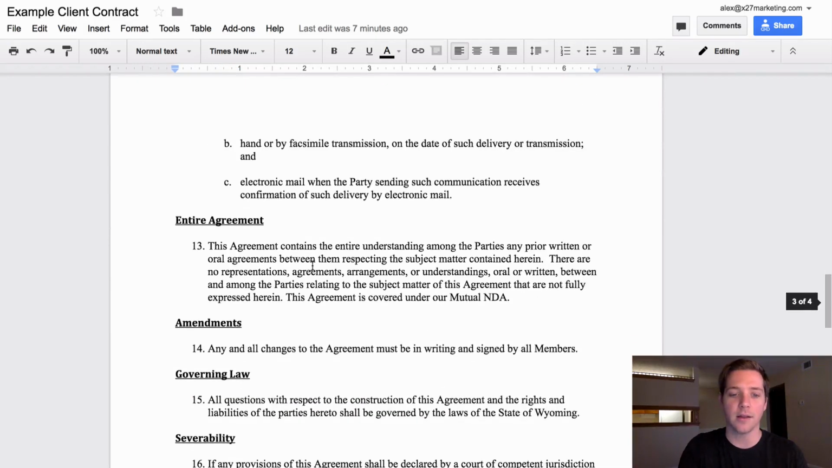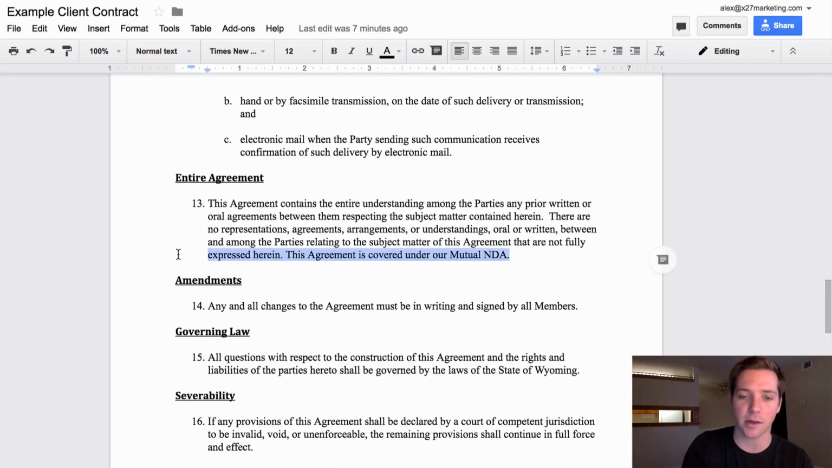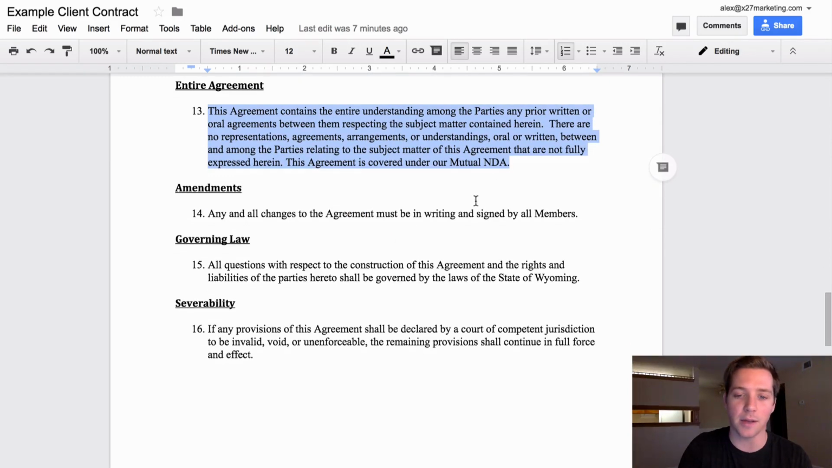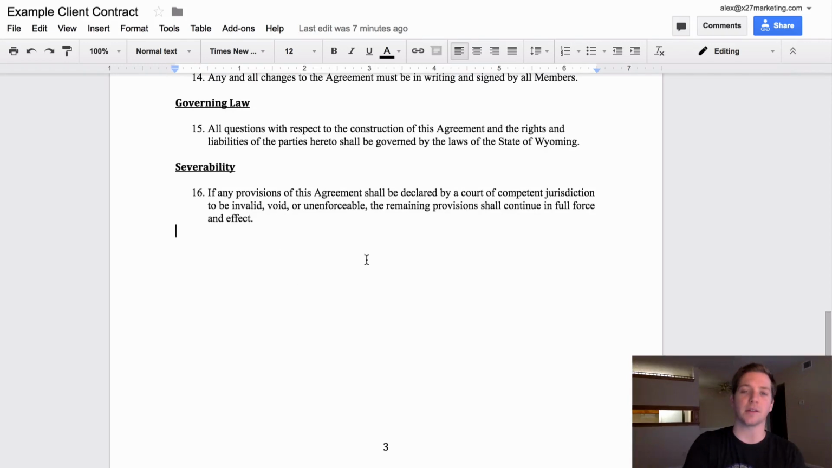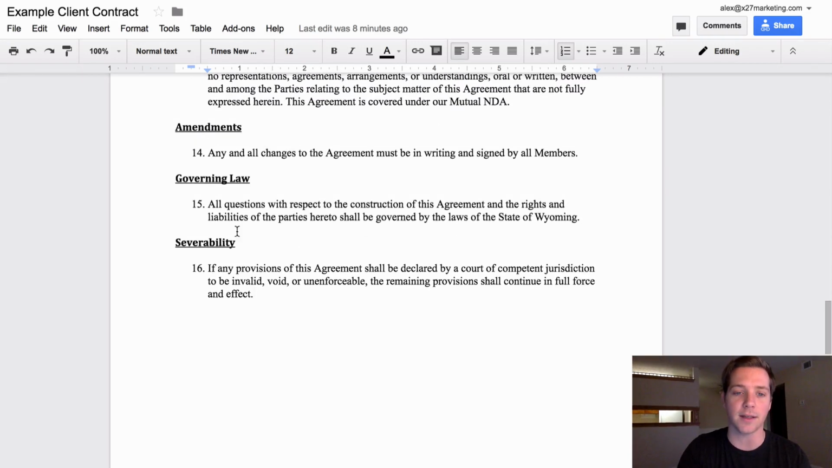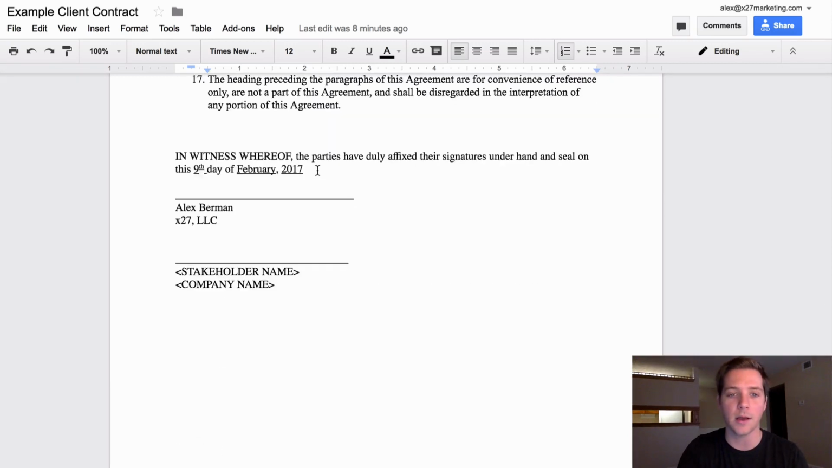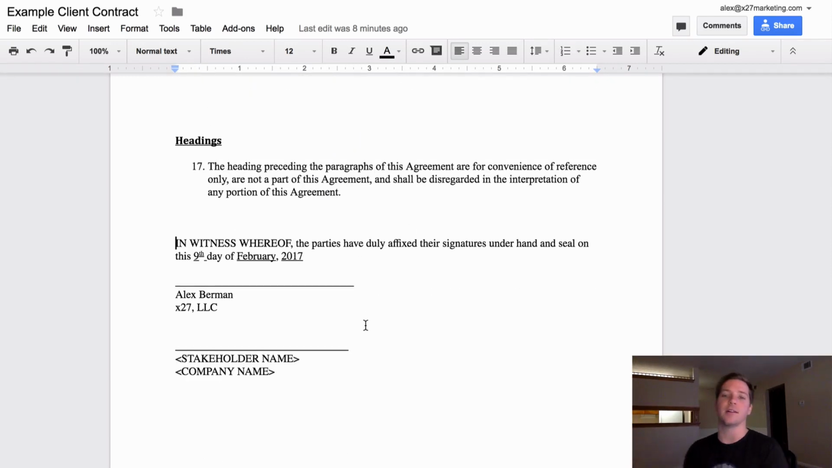And that's that. Then you got this entire agreement clause, which says it's covered by our mutual NDA. And it's our entire understanding of everything we talked about, some more legalese stuff. Any and all amendments must be in writing and signed by all members. All questions with respect say that we're governed under the laws of Wyoming, which is where our LLC is set up. And then you've got the severability clause in here, which is, again, a legal thing, which says if any of these points in the contract are not legal or you throw out, it doesn't throw out the entire contract. It just throws out that one point. And then we've got the signatures, and that's the client contract.